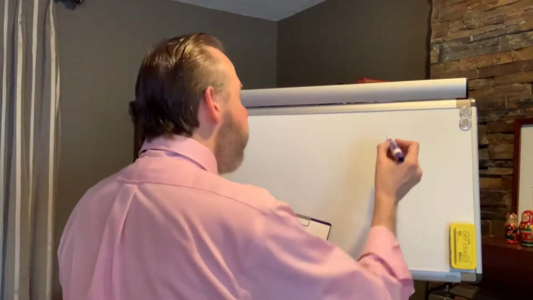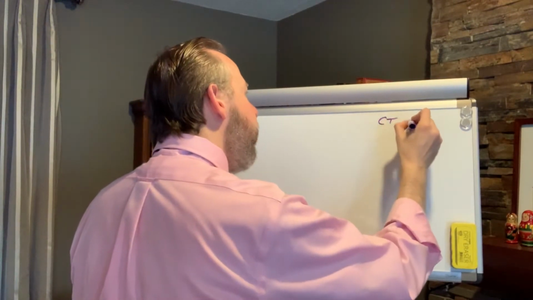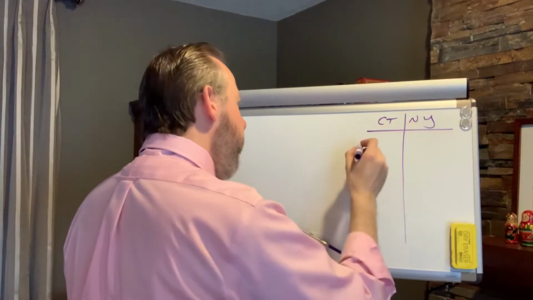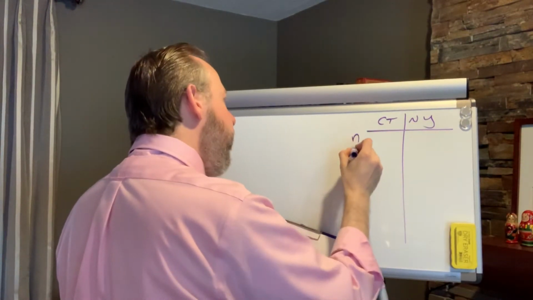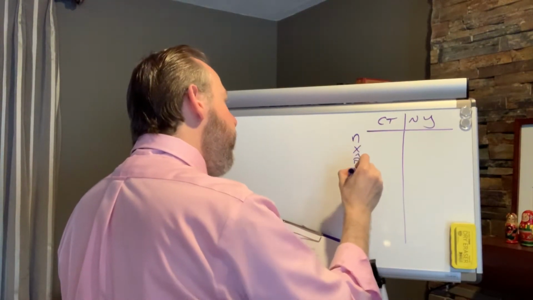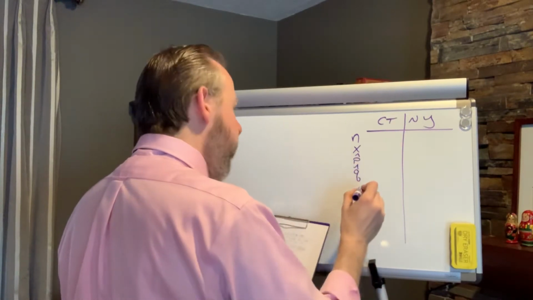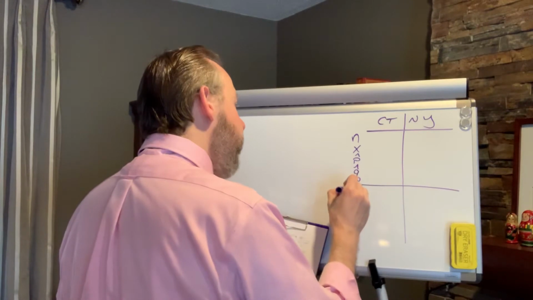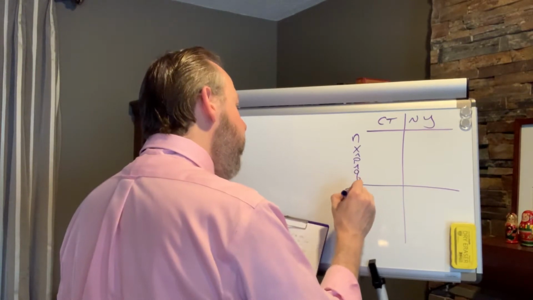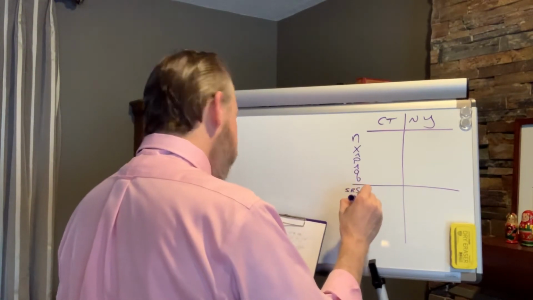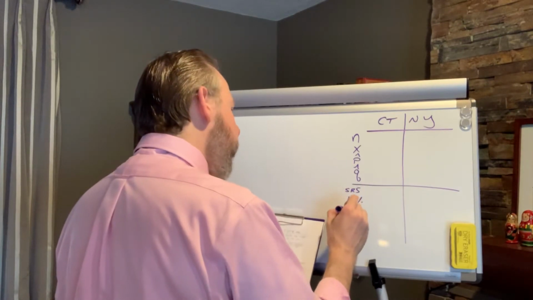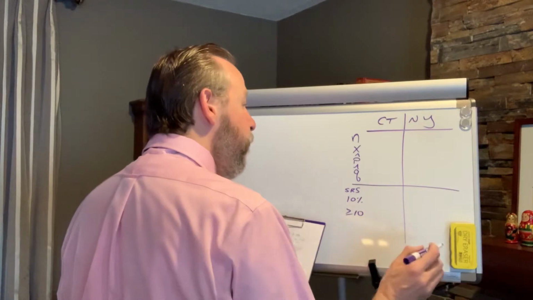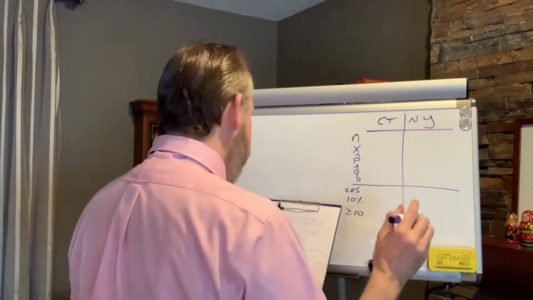Okay, so I have Connecticut and I have New York. And what I'm going to do is make my table. I have N, X, P hat, Q hat. That's going to do it for the data portion. Then there's going to be our conditions, the SRS, the 10% rule, and whether we have at least 10 for NP and NQ.